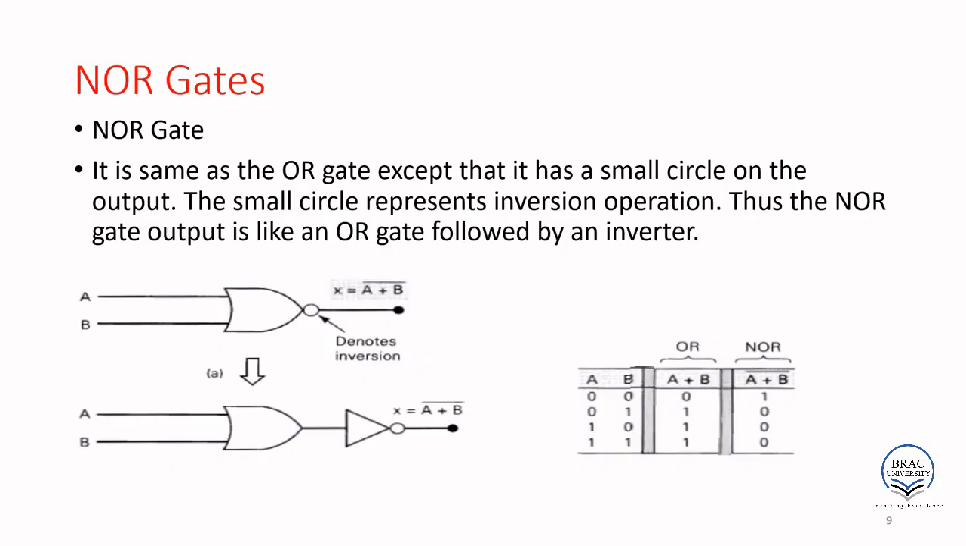If you make the inversion of this output, 0 becomes 1 and all 1 becomes 0. So if you invert it, then it will be a NOR gate. The mathematical equation is A plus B, or A or B, for the OR gate, and for the NOR gate, A plus B whole bar, which is the NOR gate.